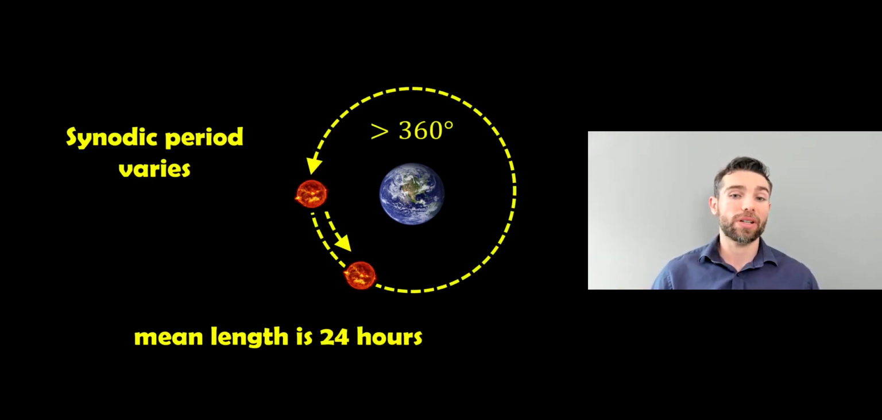Now the synodic period varies throughout the year due to the orbit of the Earth around the Sun, but the mean length over the year is about 24 hours. So it's slightly longer, and it's a rotation that's slightly more than 360 degrees. So it goes all the way around and then a little bit more, and depending on where it is on its orbit, it goes more or less than that, and it does vary a little bit. So this is slightly more than a 360-degree rotation. So these two periods are quite important to understand.